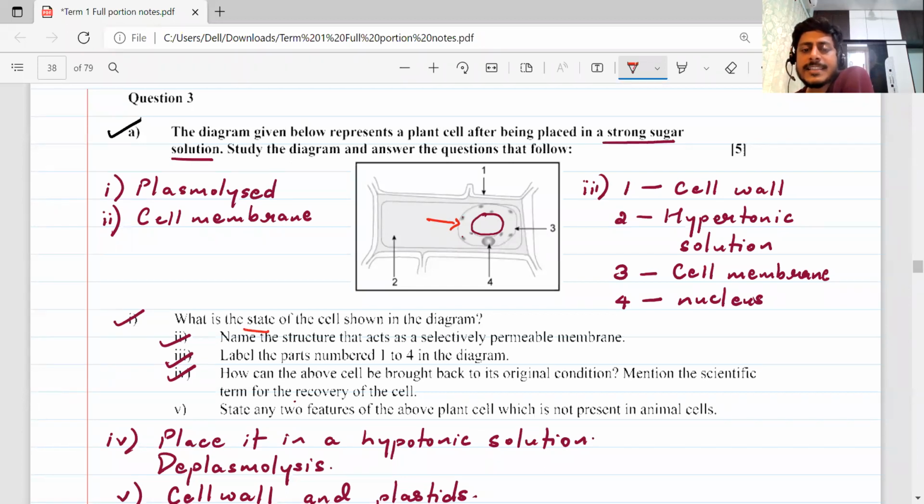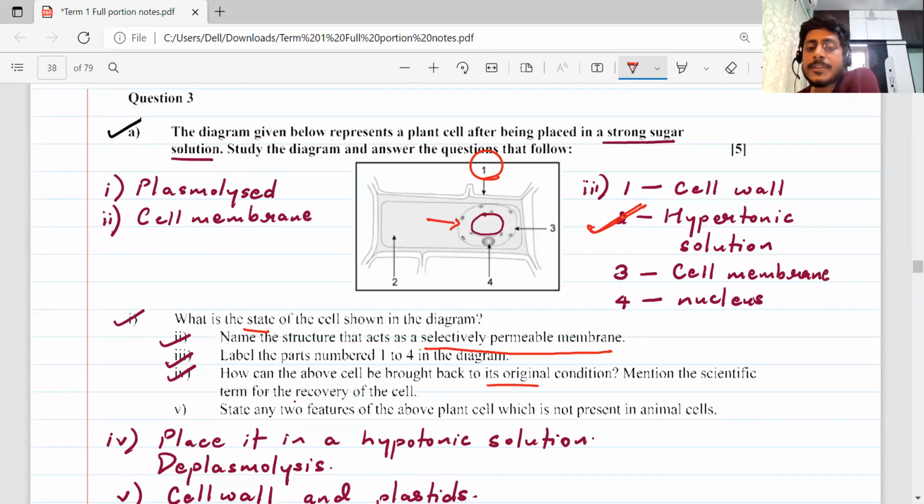Name the structure that acts as a selectively permeable membrane. The cell membrane. Parts numbered 1 to 4: 1 is the cell wall. 2 is the space between the cell wall and the cell membrane, which is hypertonic solution in case it is a plasmolysed cell. 3 is the cell membrane and 4 is the nucleus.